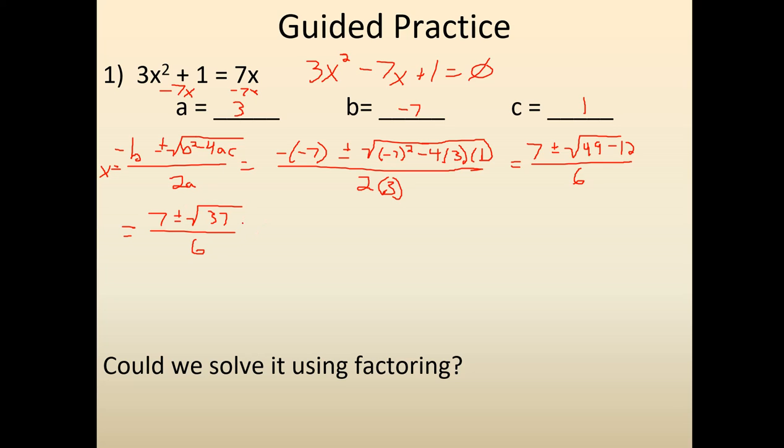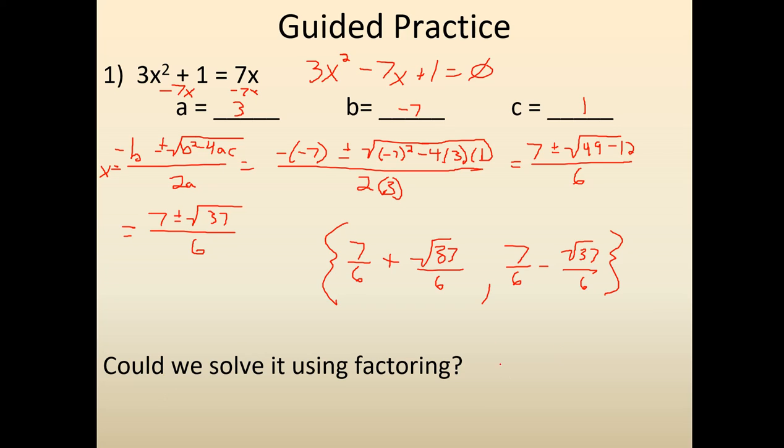So for my two solutions, there is no other way for me to simplify this. This is a non-perfect square that cannot be broken down as a product of a perfect square. So my final answer will end up being 7 over 6 plus radical 37 over 6 and 7 over 6 minus radical 37 over 6.